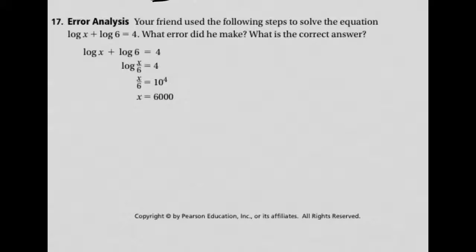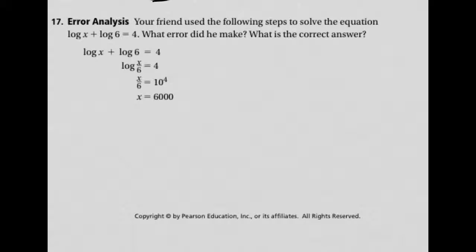Okay, to close this section, we're going to do an error analysis problem. It says your friend used the following steps to solve the equation log of x plus log of 6 equals 4. What error did he make? What is the correct answer? So let's examine what happened. Log of x plus log of 6 equals 4. Then he wrote log of x over 6 equals 4.